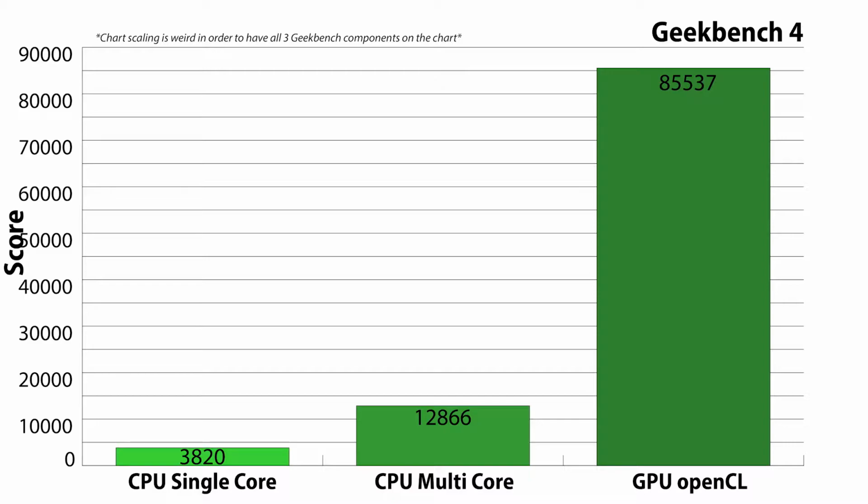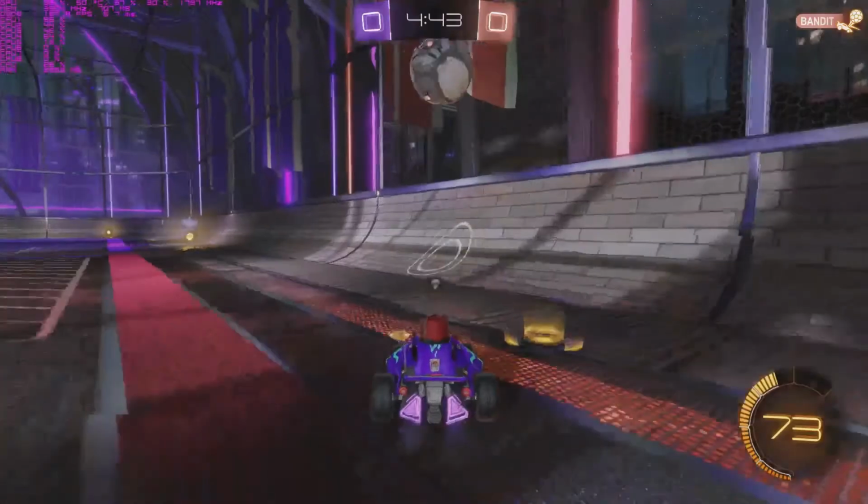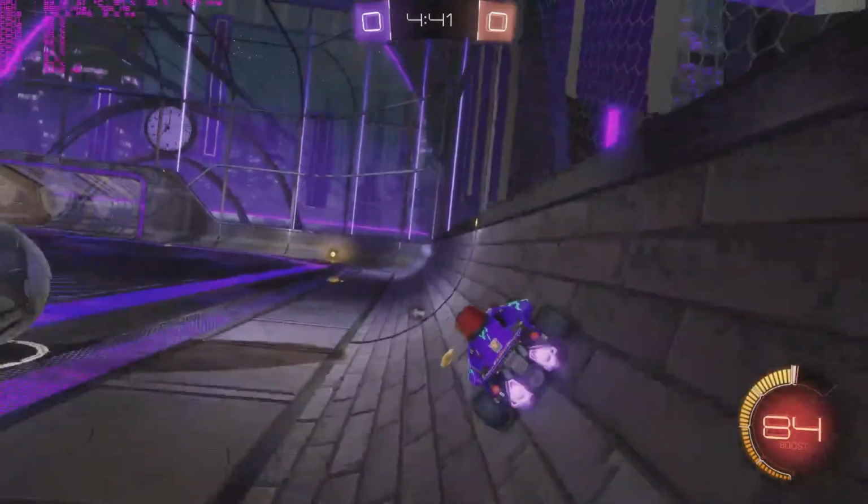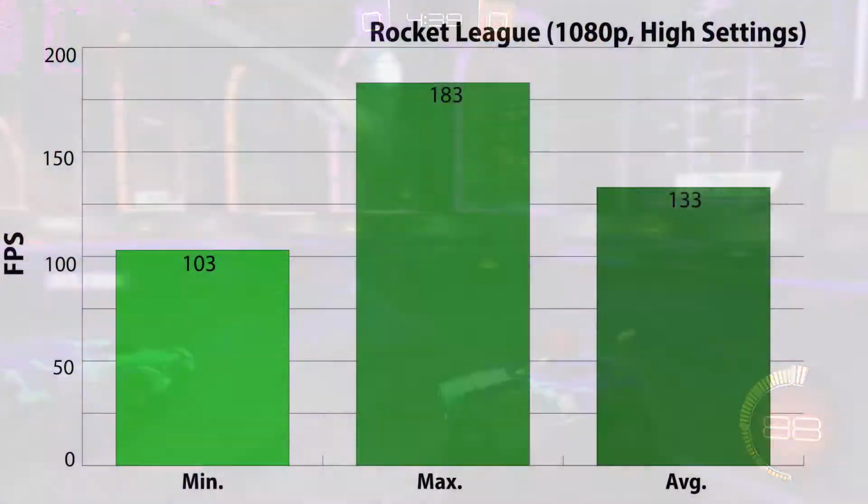Geekbench also has a Linux port, so we'll be able to compare these scores later. For single-core CPU, this build had an average of 3820. Multi-core score of 12,866, and for the GPU in OpenCL, an average score of 85,537.